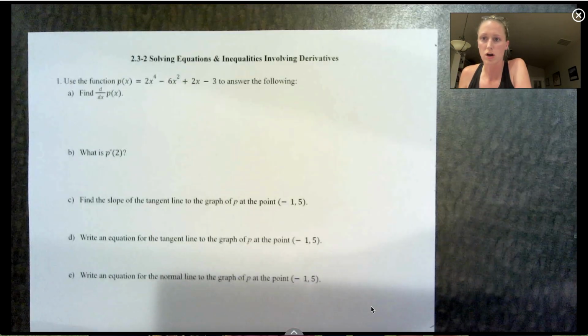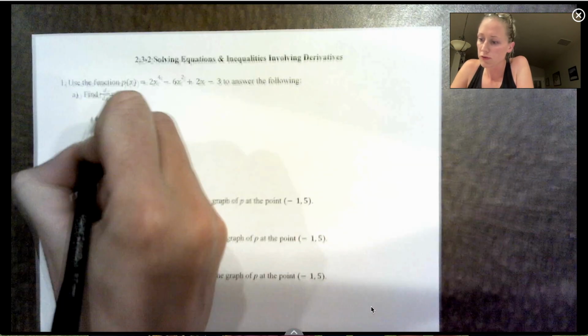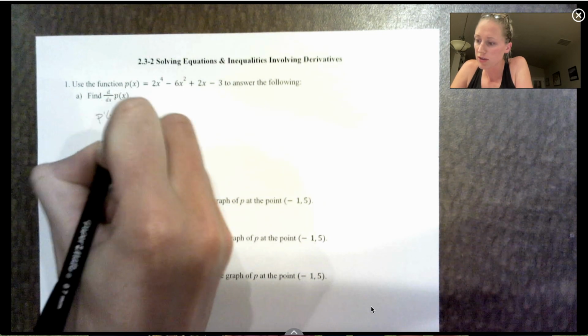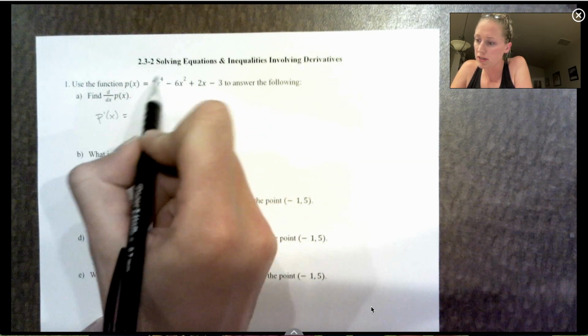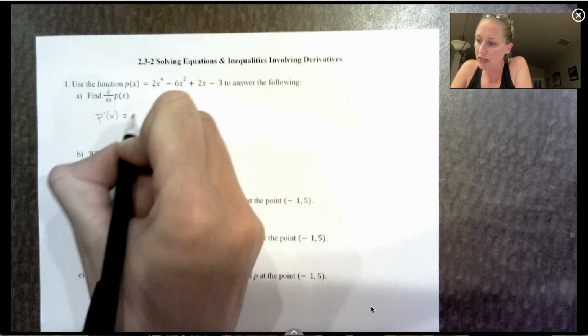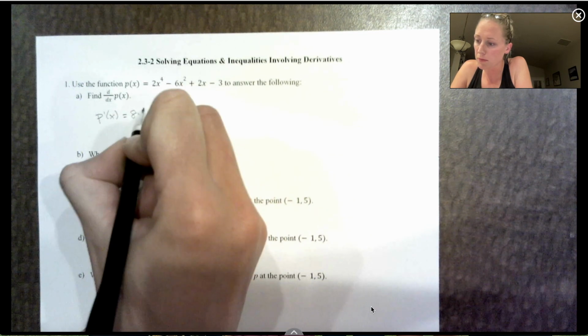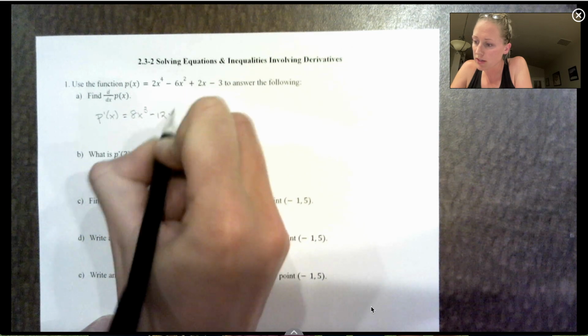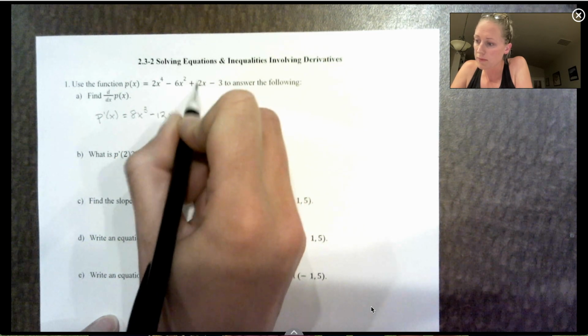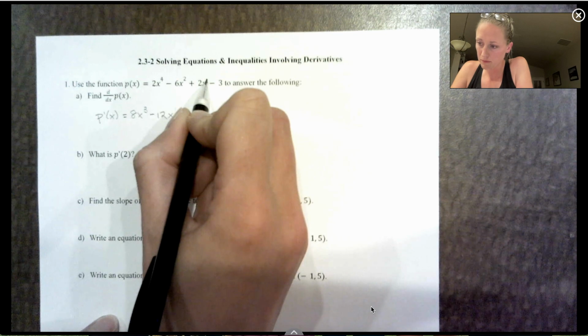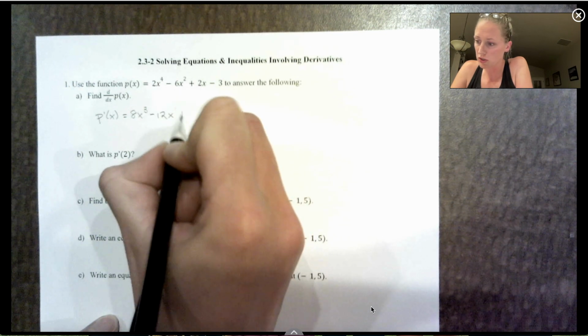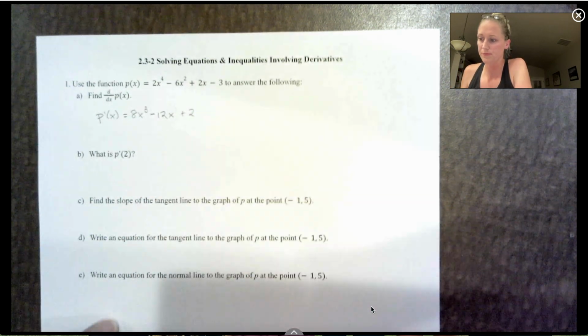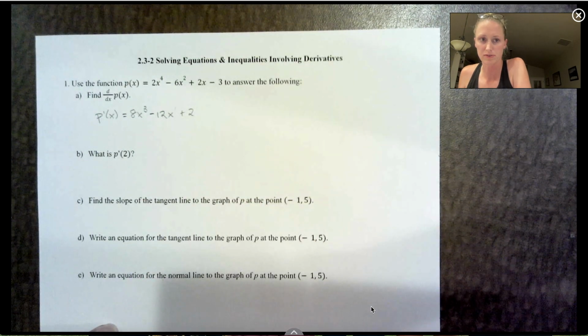So we're just going to use our simple power rule to find p prime of x. If I bring down my power and multiply by 2, I get 8. Drop my exponent by 1. Same thing here, 2 times 6 is 12, x to the first. This becomes 1 times 2, which is just 2, and then a constant is 0. So there is my derivative function.